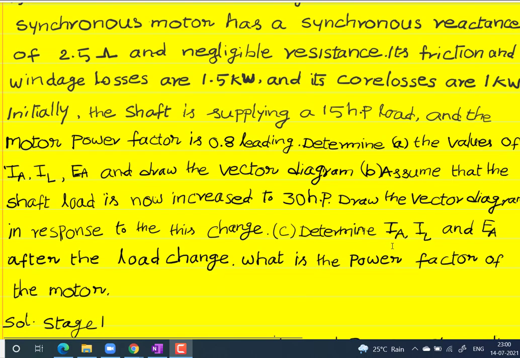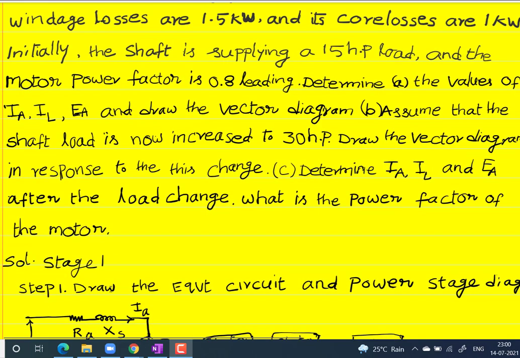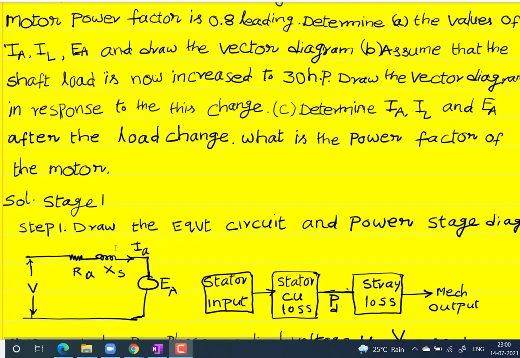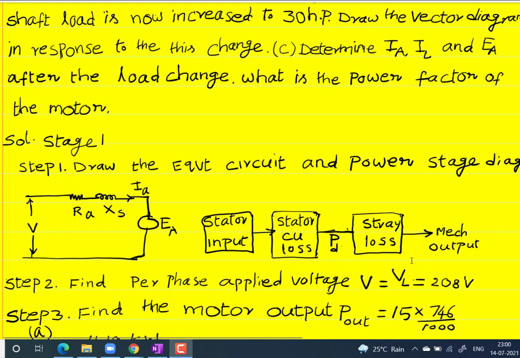Part C: determine the armature current and line current and also the excited voltage after the load change. What is the power factor of the motor under these new conditions? So this can be solved in two stages. Stage 1 is first draw the equivalent circuit and power stage diagram of the synchronous motor.